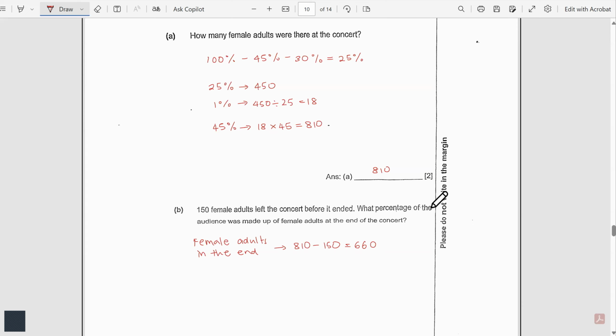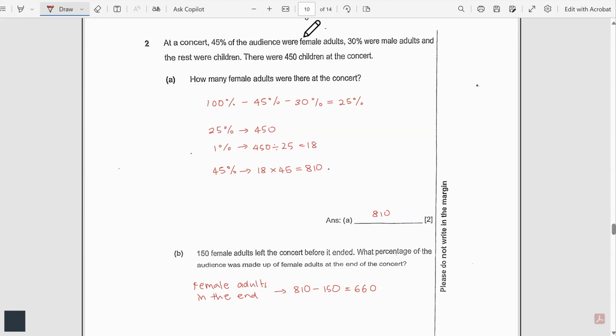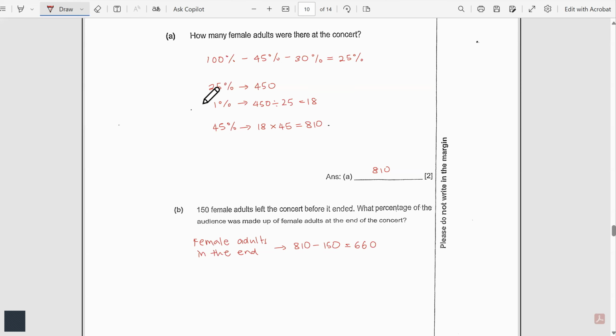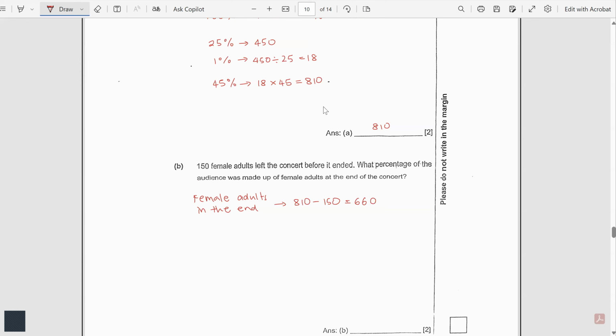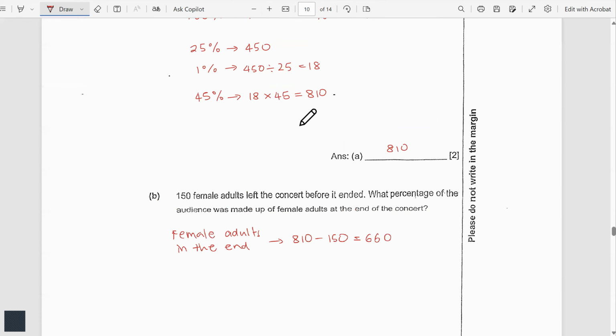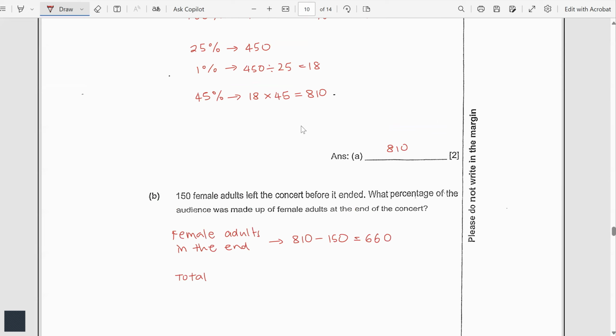If you want to find the percentage of the audience at the end, then you need to find what is the total number of people at the end. So with that, I will find the total at first. Earlier on, 1% is 18. So the total at first will be 100%. So I take 18 times 100 because I want to find 100% at first.